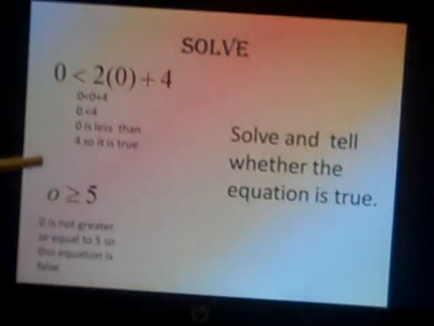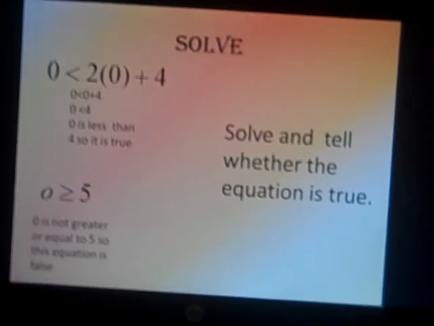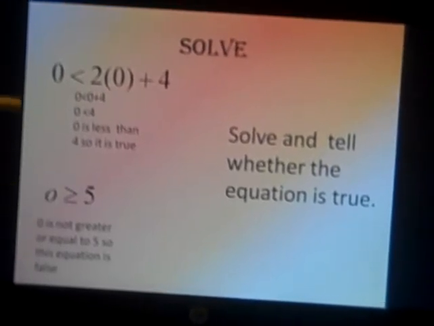Solve. 2 times 0 is 0. Plus 4 is 4. 0 is less than 4. Is this equation true? Yes, it is. It's true because 0 is less than 4.